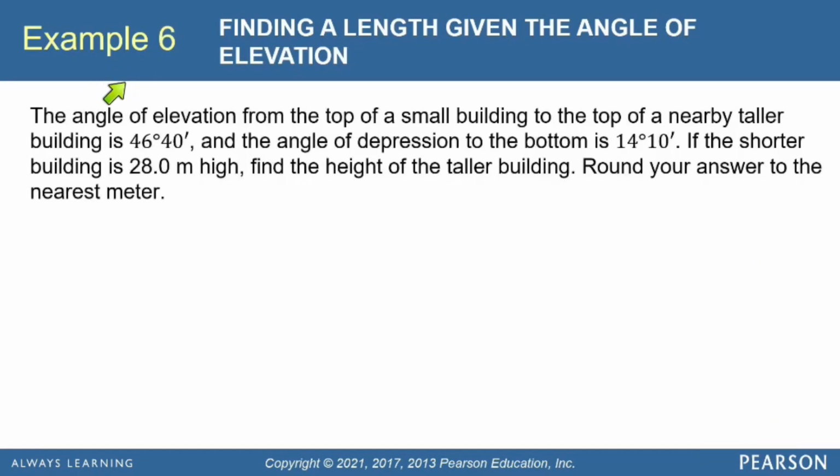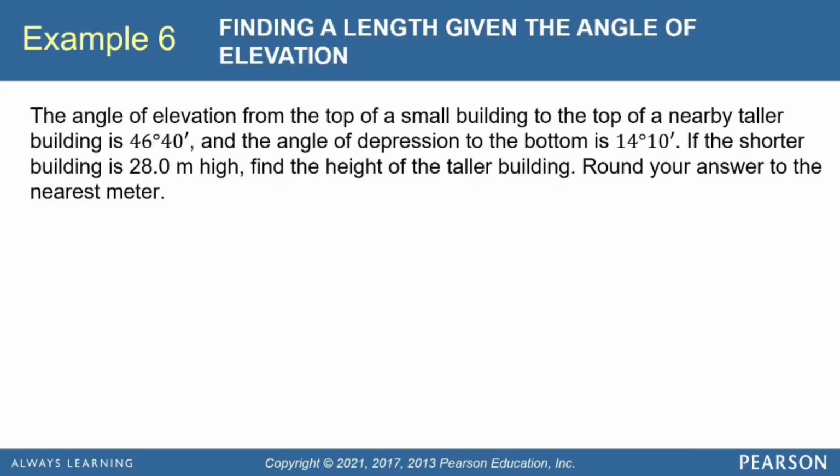And I've just got one more example to do with you. So here is example 6. It says the angle of elevation from the top of a small building to the top of a nearby taller building is 46 degrees and 40 minutes, and the angle of depression to the bottom is 14 degrees and 10 minutes. If the shorter building is 28 meters high, find the height of the taller building. Round your answer to the nearest meter.